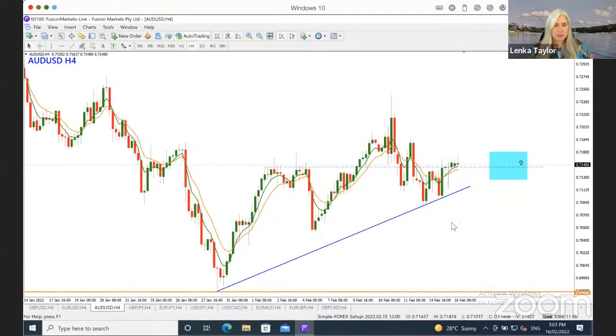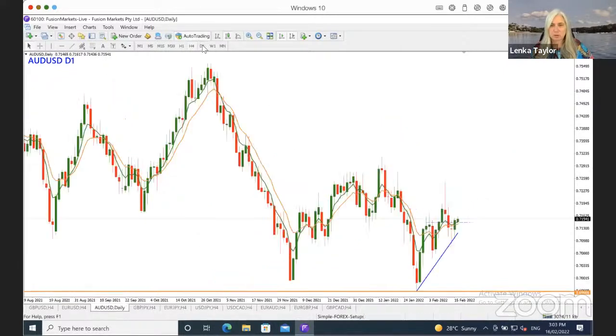Next currency pair I'm looking at is AUD/USD. And on this one, if the price stays above, I would still potentially be looking for a long. Otherwise, if it breaks below, then it's a short. Everything pretty much at the moment is just going sideways.